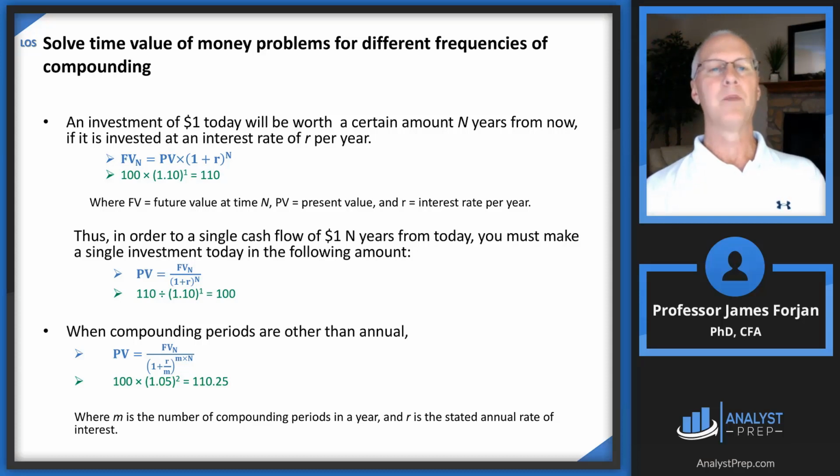And so back to my previous example, if we have a future value of 110, suppose I promise to pay you 110 a year from now, and the interest rate is 10%, I divide that by 1.10 raised to the 1st power, and I'm back to my $100. So I want you to think of present value and future value kind of as opposites. They're not really opposites. They are reciprocals of each other.